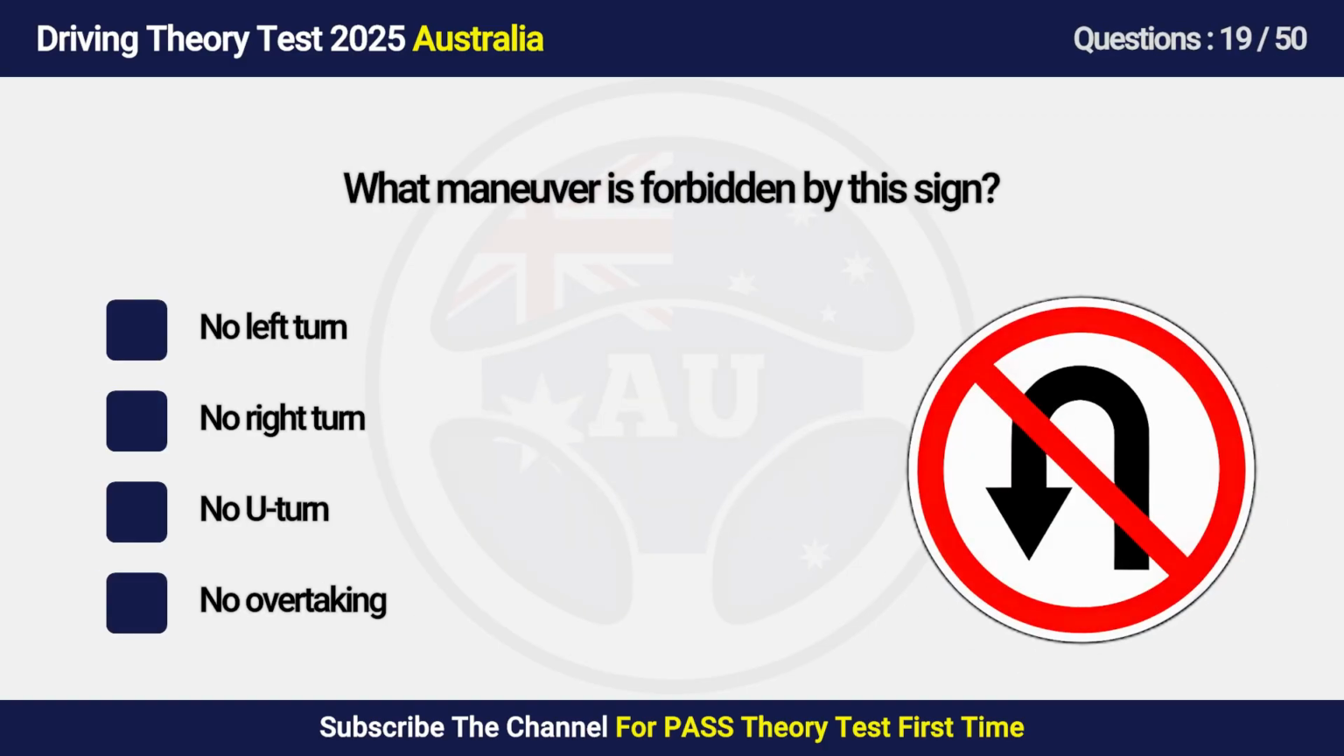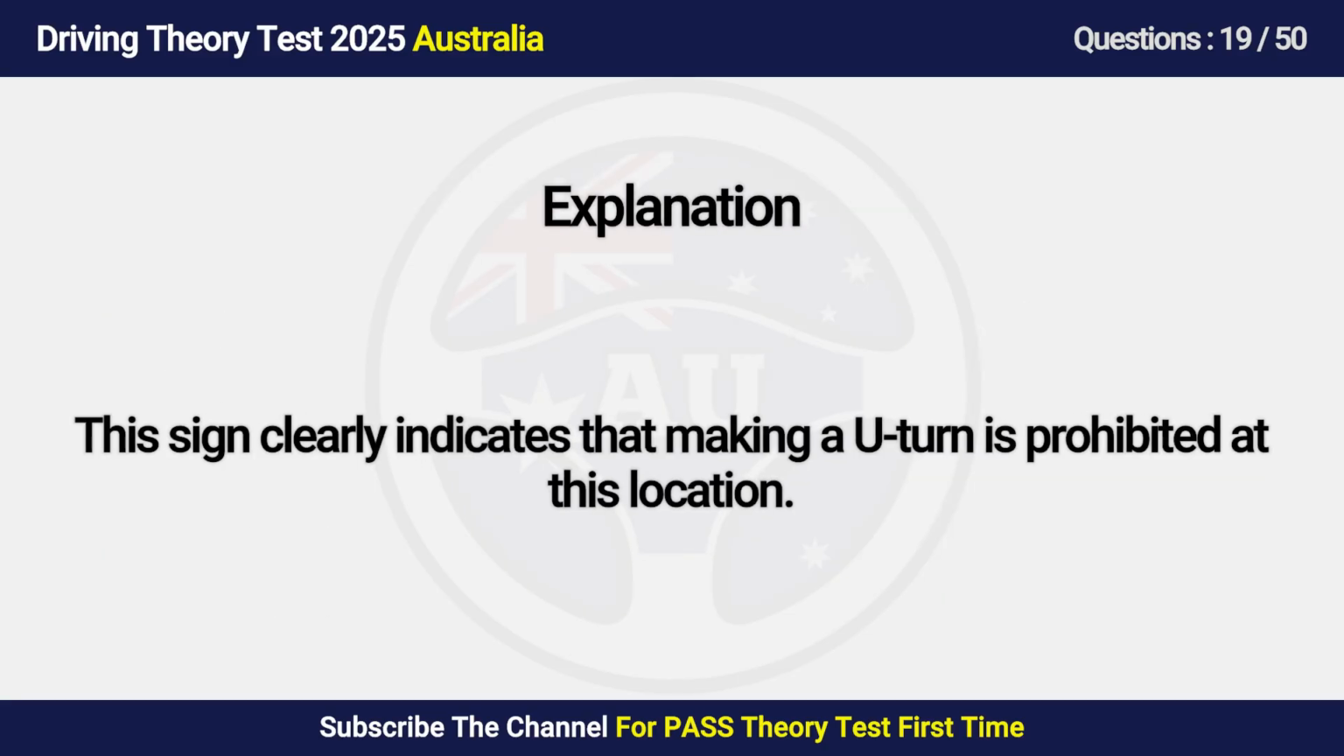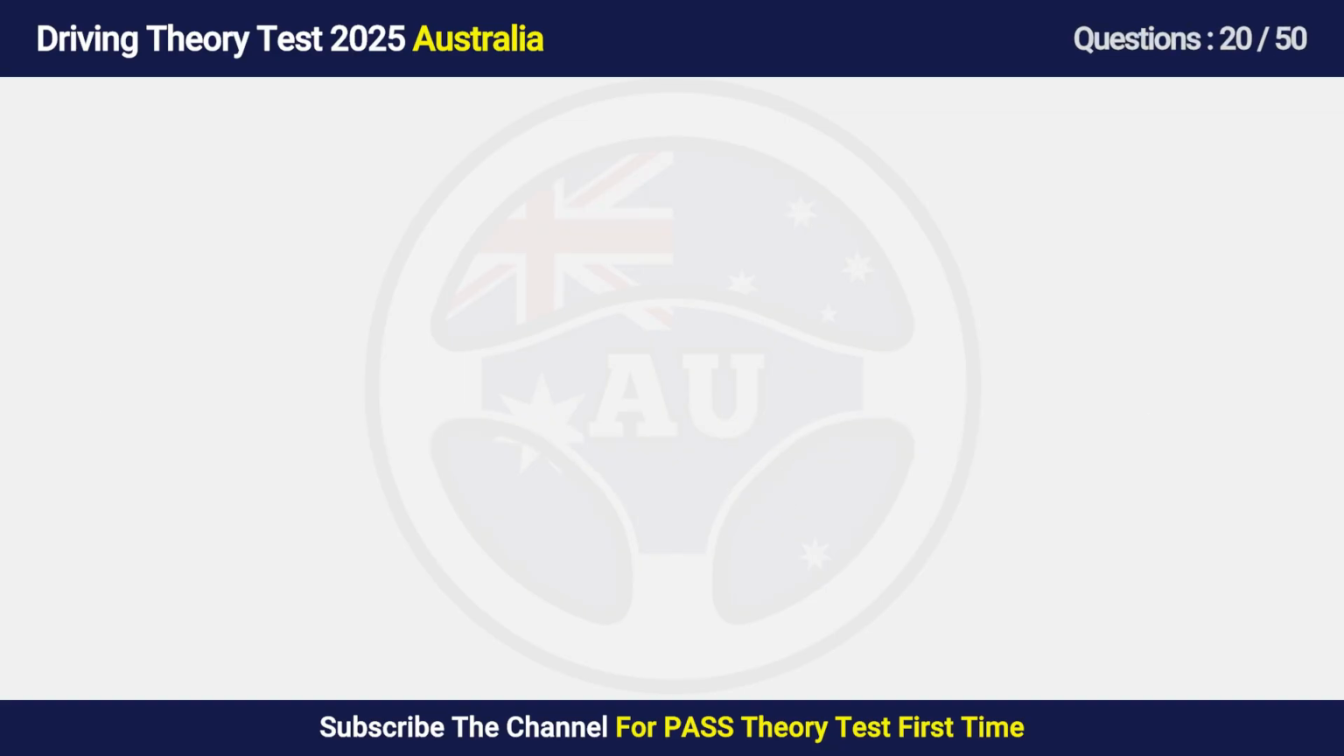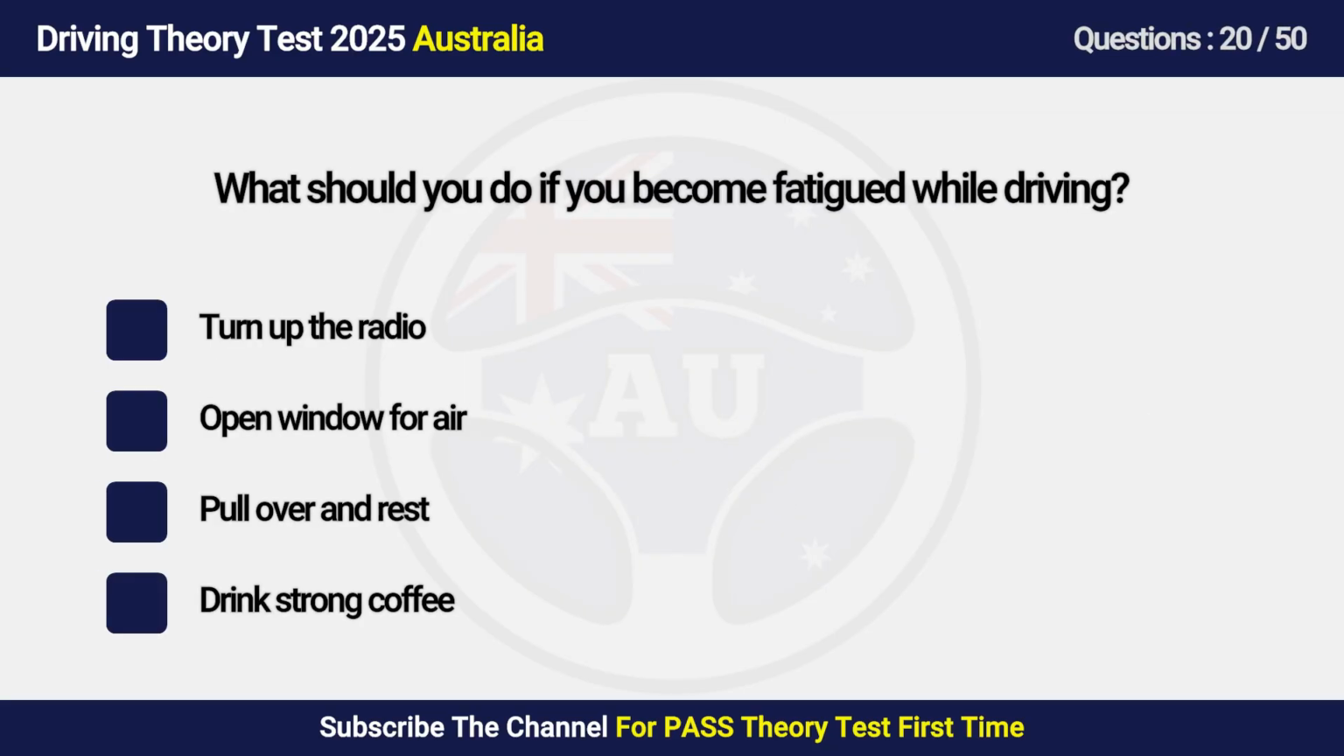A, no left turn, B, no right turn, C, no U-turn, D, no overtaking. Answer is C, no U-turn. This sign clearly indicates that making a U-turn is prohibited at this location. Question 20. What should you do if you become fatigued while driving?